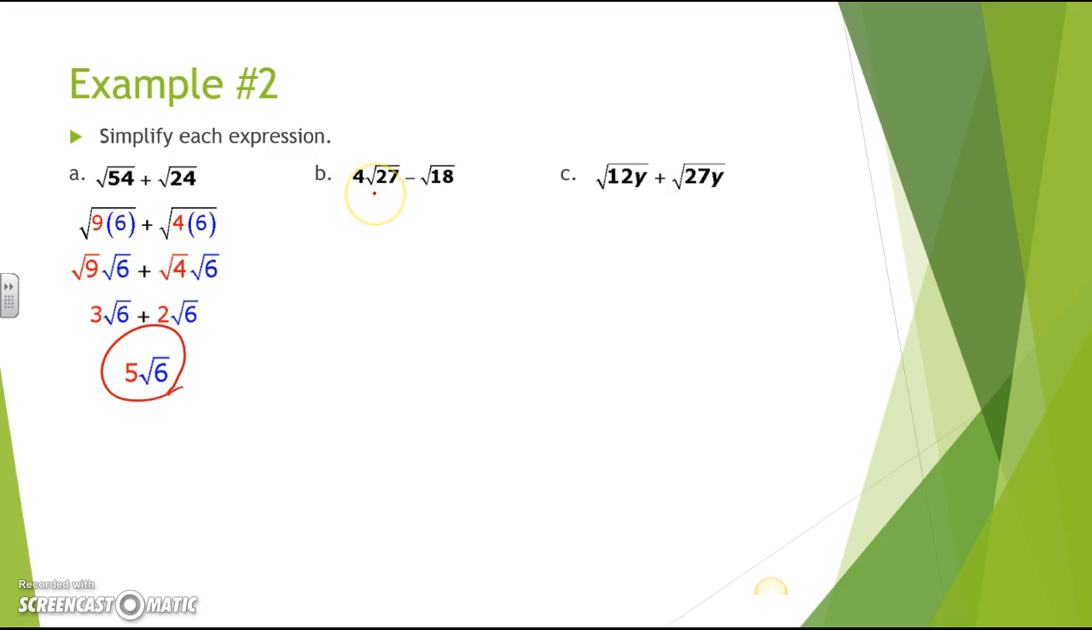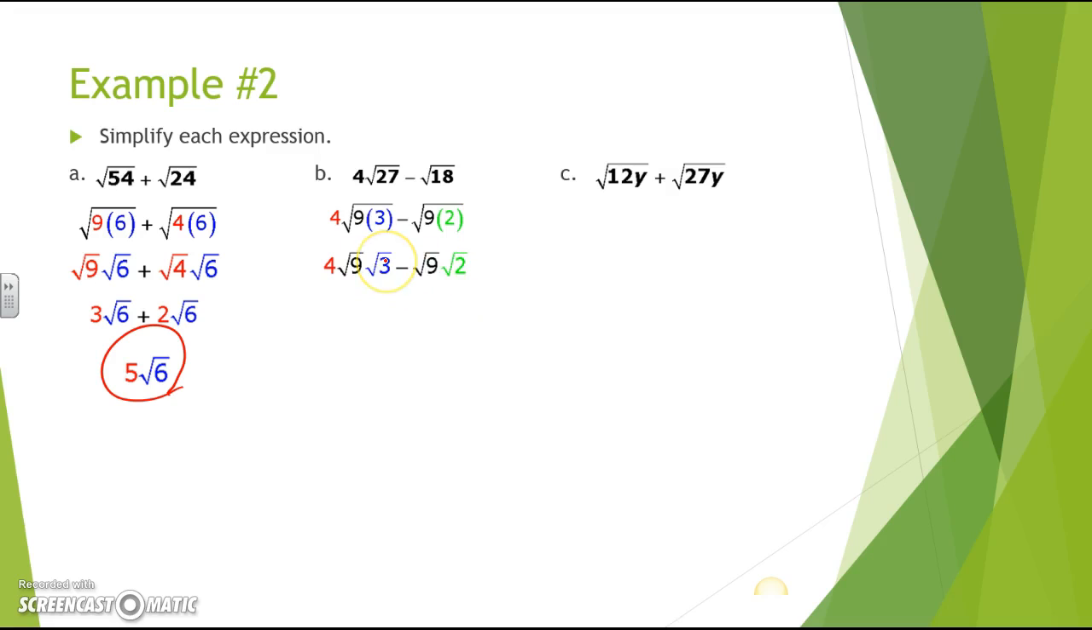Here for B, we have 4 times the square root of 27 minus the square root of 18. We break this apart. For 27, we could break that apart into the square root of 9 times 3. For 18, we break that apart into the square root of 9 times 2. When we break this apart further, we have 4 times the square root of 9 times the square root of 3 minus square root of 9 times the square root of 2.